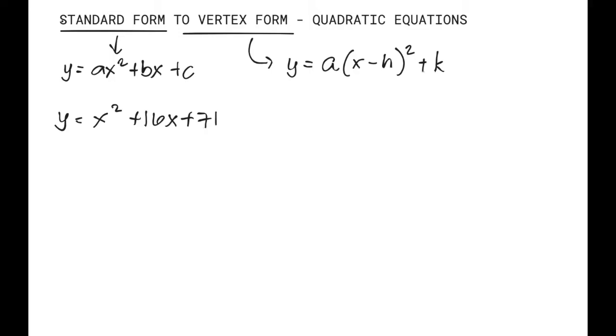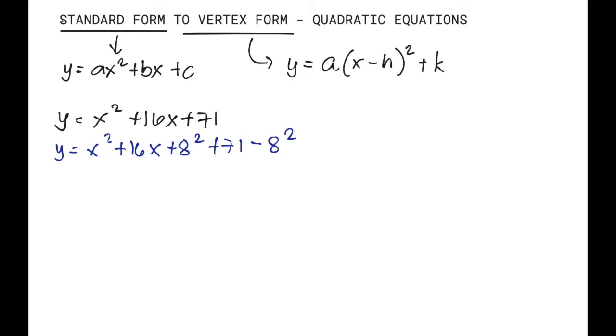The first thing that we are going to do is use the step that we do in completing the square of a quadratic equation. First, we're going to rewrite x squared plus 16x. Take half of 16 and square it, plus 8 squared, plus 71, and then minus 8 squared.